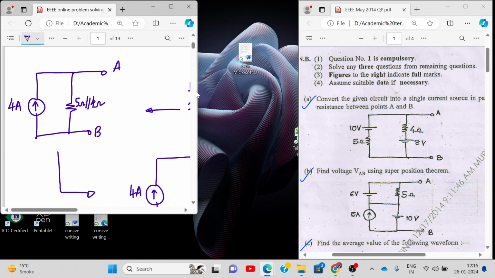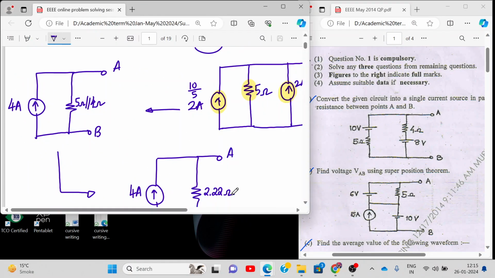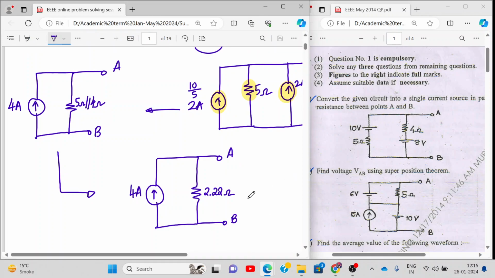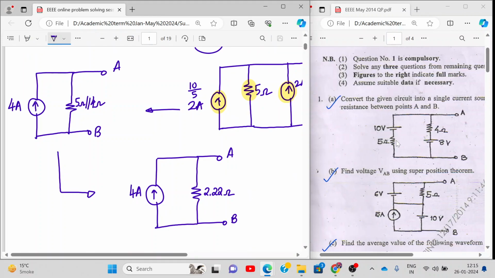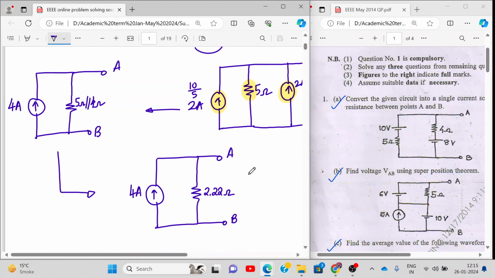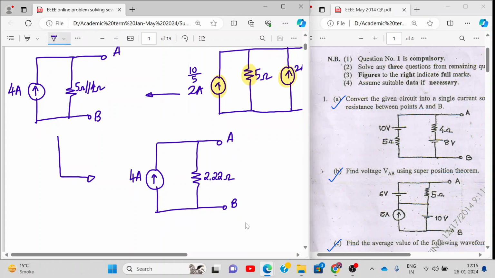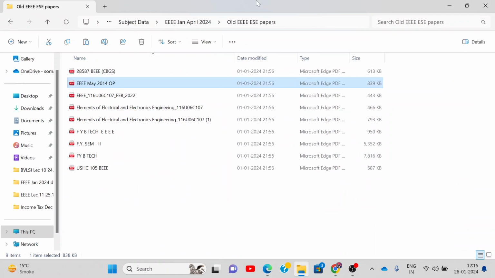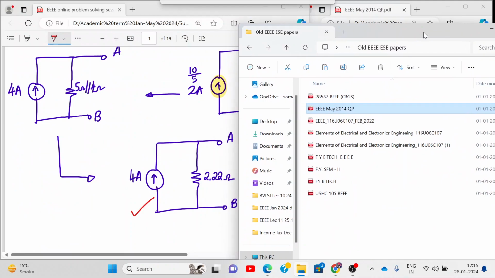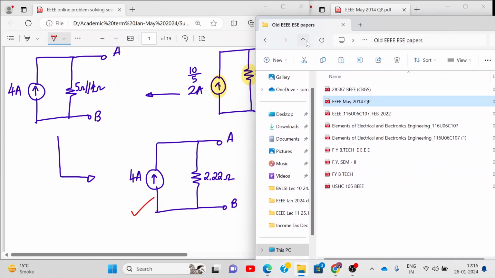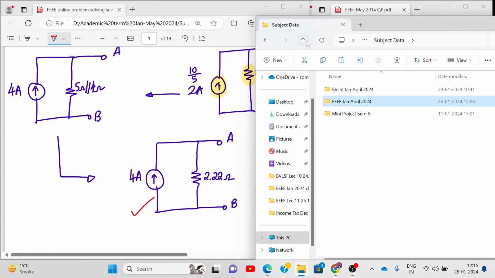So let's read the numerical again. Convert the given circuit into a single current source in parallel with a resistance between terminals points A and B. So this is the correct answer. That is correct. So please complete it. Please complete this fast.